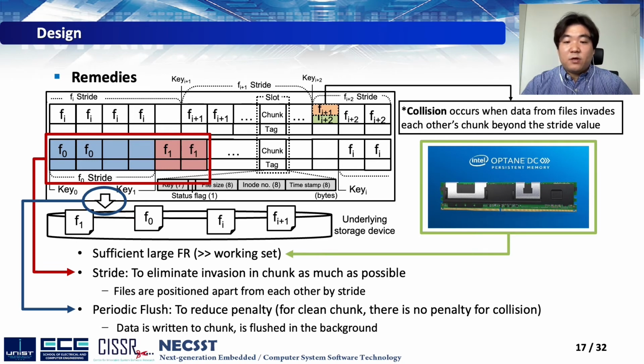Then, the periodic flush technique can reduce collision penalty. When collision occurs, if a chunk is already cleaned, there is no collision penalty. After data is written in FR, this technique cleans the chunk by immediate flushing in the background.